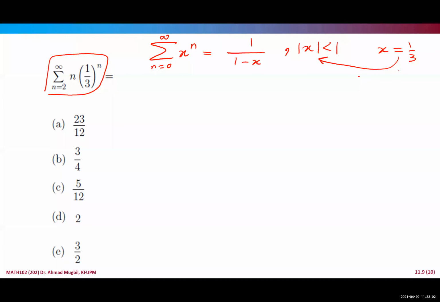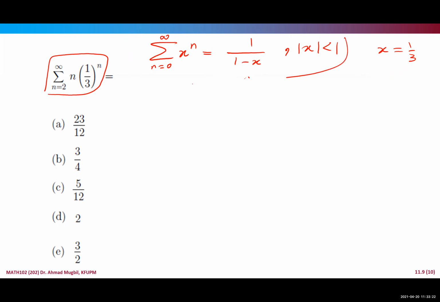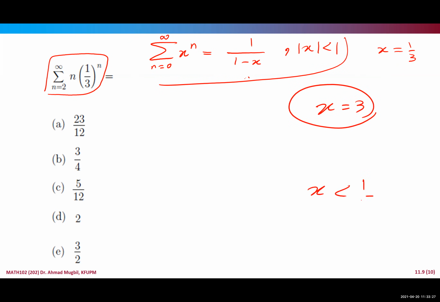No, Doctor. Why not? The absolute value of a third is a third, so it is less than 1. So I can use this, because all that is coming depends on this. It looks like you didn't get my point, Walid. If it is 3, you cannot use this. For x equals 3, you cannot use this one. This formula is only for x between negative 1 and 1.